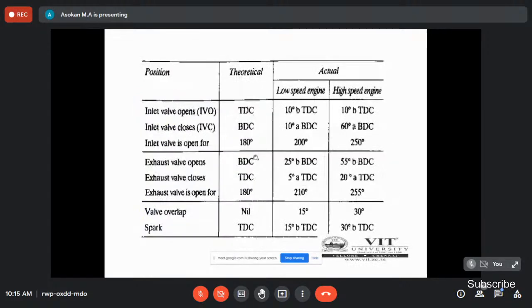Yeah, see, this is the same typical angle for the low speed and high speed engine. The inlet valve opens 10 degrees before TDC. In both cases it opens 10 degrees before TDC. But the inlet valve closes at a different angle, 60 degrees in the high speed case, due to the time available. The exhaust valve.